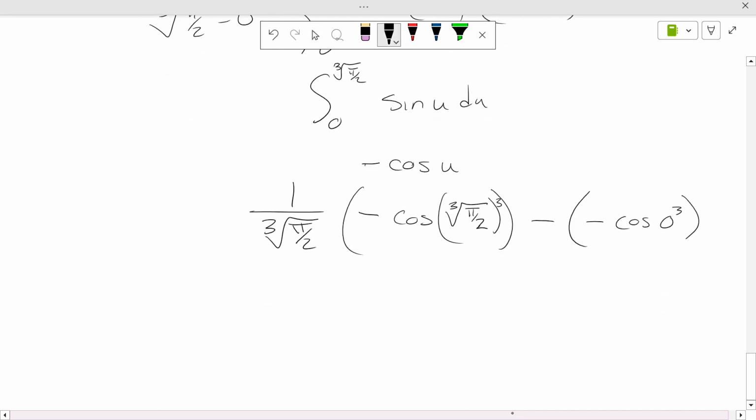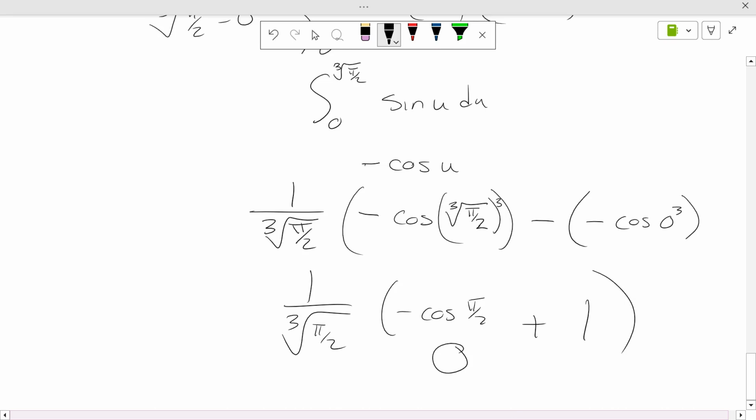All right, so if we cube this, so it's 1 over the cube root of pi over 2. If we cube this, we get negative cosine of pi over 2, which is 0, right? Minus the cosine of 0 is 1, minus a negative 1, so plus 1. So it's 0 plus 1, which is 1, which thus leaves it as that, which is choice A. That's how we got it. That one tripped me up for a while.